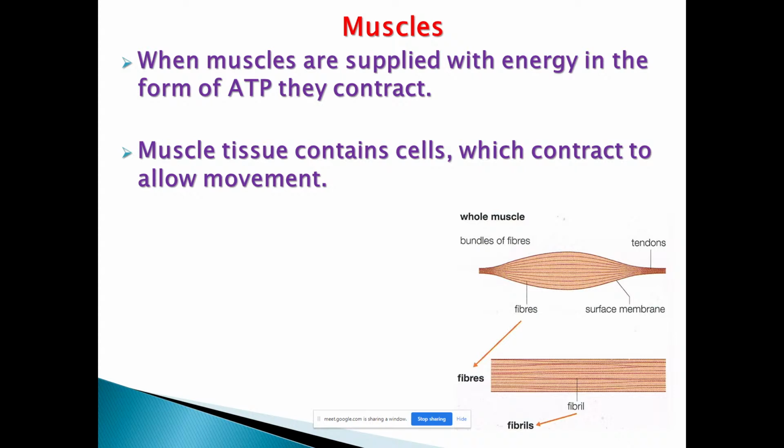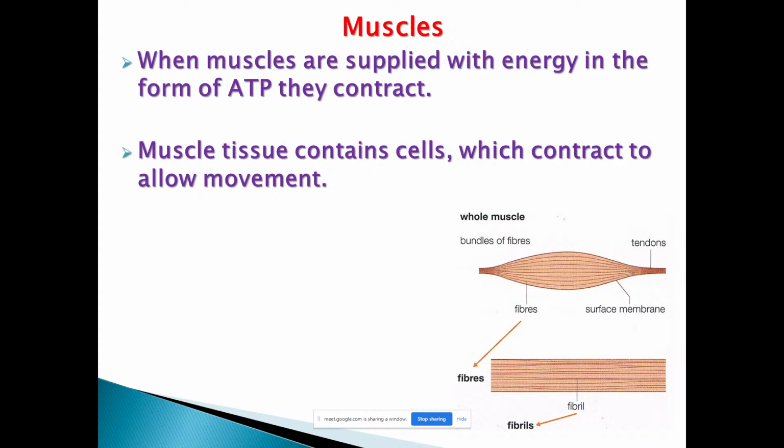Alright, so in terms of our muscles, this is another tissue that makes up the human skeletal system. When muscles are supplied with energy in the form of ATP, they contract. The energy inside the human body that the muscle needs is in a format called ATP, which stands for adenosine triphosphate. In other slides you will see what it means. So that is just the abbreviation, ATP.